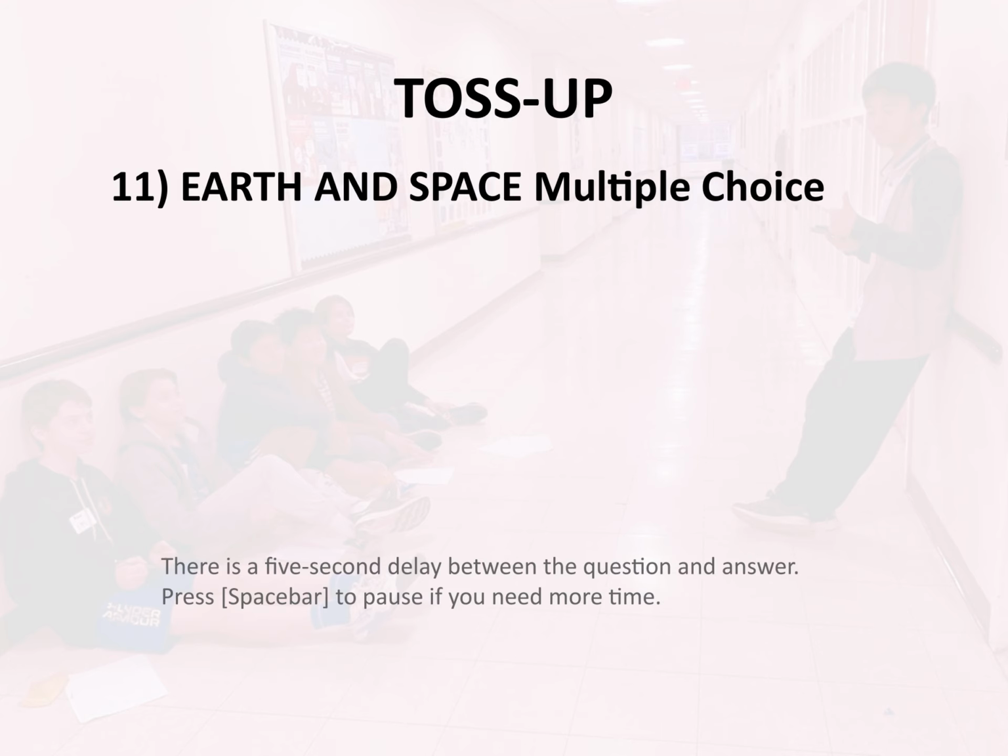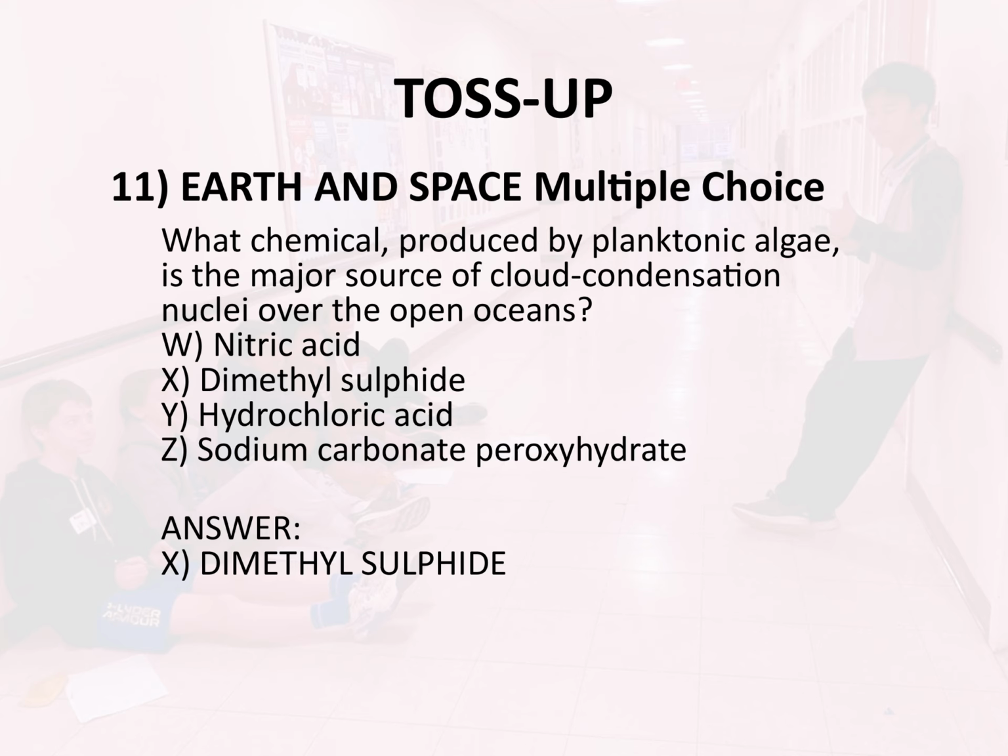Toss-up 11. Earth and space. Multiple choice. What chemical, produced by planktonic algae, is the major source of cloud condensation nuclei over the open oceans? W. Nitric acid, X. Dimethyl sulfide, Y. Hydrochloric acid, Z. Sodium carbonate peroxyhydrate. Answer: X. Dimethyl sulfide.